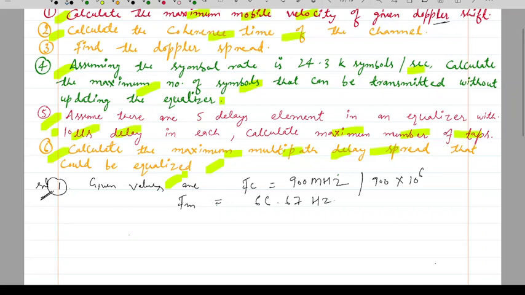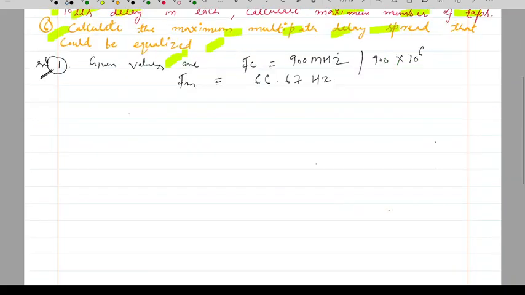So here use the formula for the velocity v. The velocity v is equal to the maximum Doppler shift frequency into lambda. Here lambda is the wavelength, so we replace lambda with the speed of light over the carrier frequency. So lambda is basically c upon fc. So substitute here fm into c upon fc. This is the formula. So put the values here.